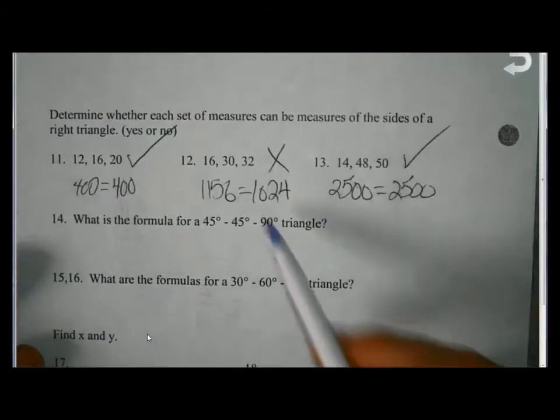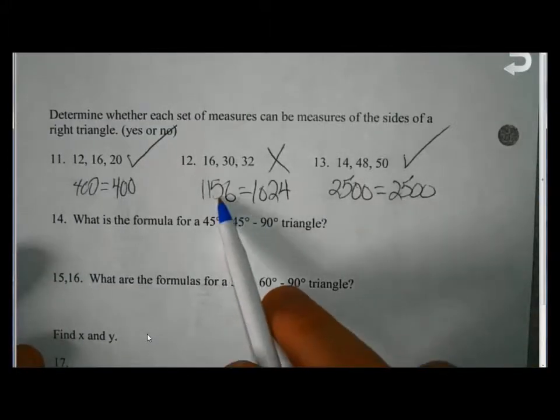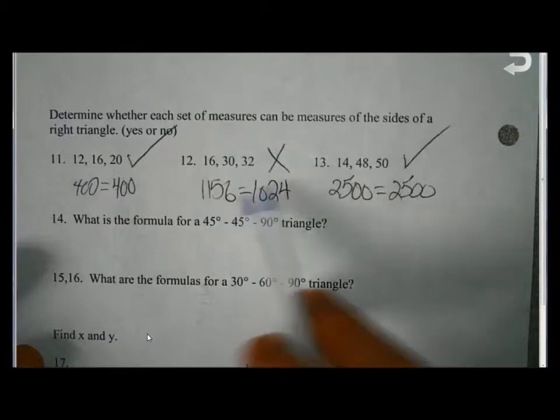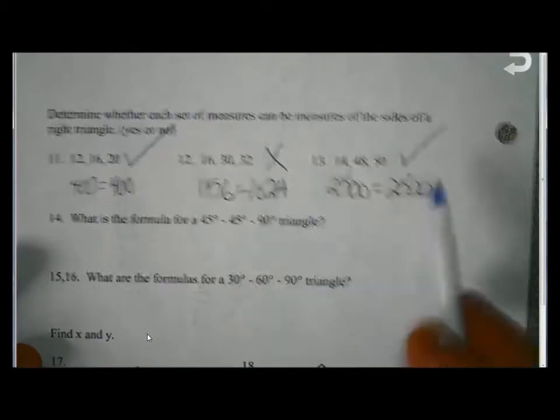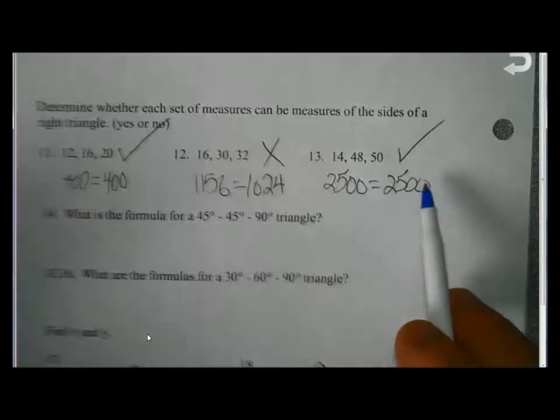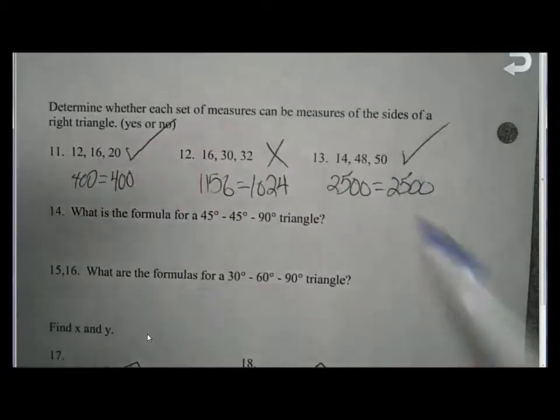Okay. So number 12, I got 1156 and 1024. So is that a right triangle? No. Number 13, I got 2500 for both. So is that a right triangle? Yes.